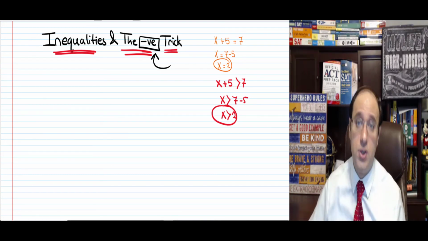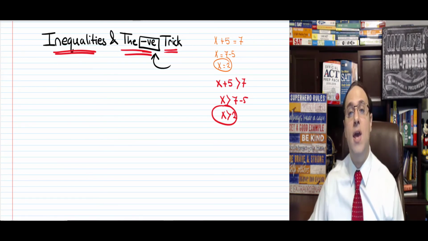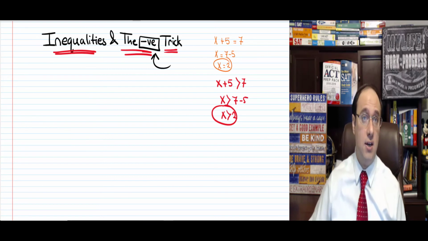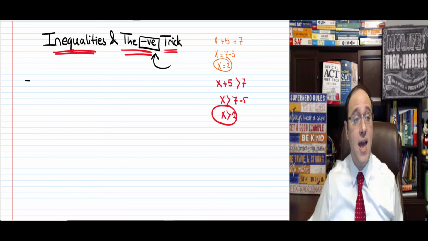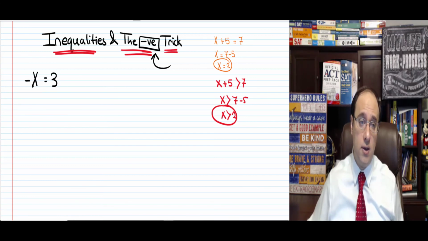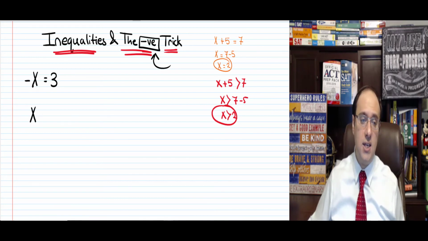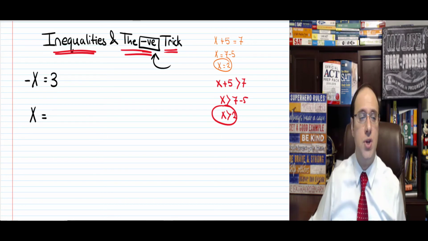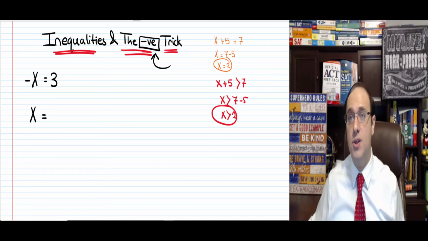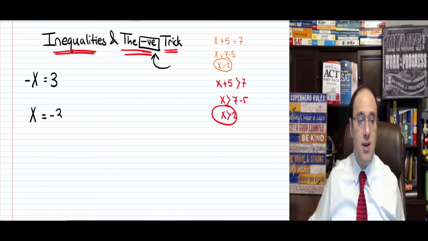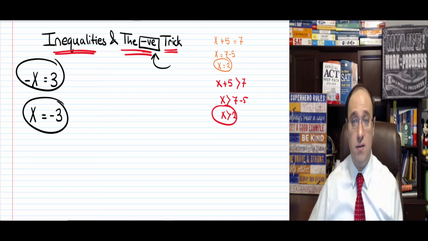The only difference between inequalities and equations in the way we solve them is the negative trick. What is the negative trick? Take a look here really quickly. In equations, I could say that negative x equals 3. Well, I don't like the way this looks. I want it to be just positive x equals, not negative x equals. Well, you can simply flip the sign, making it x equals negative 3. So negative x equals 3 is the same as x equals negative 3.